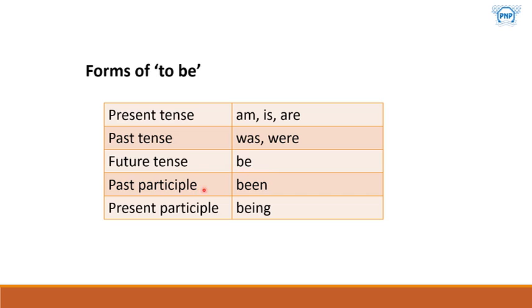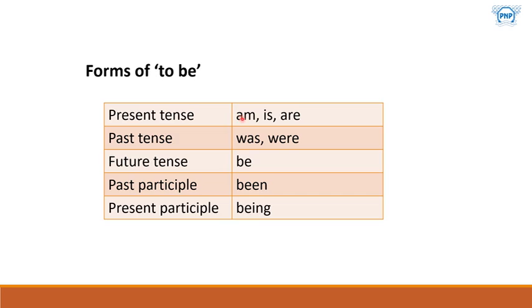In past participle we use been. I have been, she has been. Present participle, we write being. The work is being completed. When we have to show continuity or continuous form, at that time we use being. So you need to remember all these forms of to be, correct?